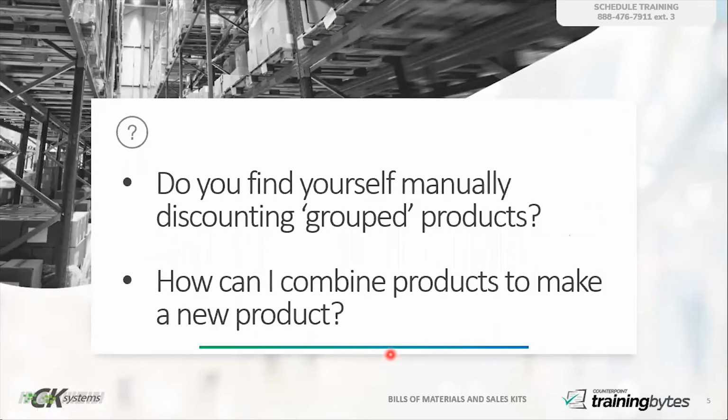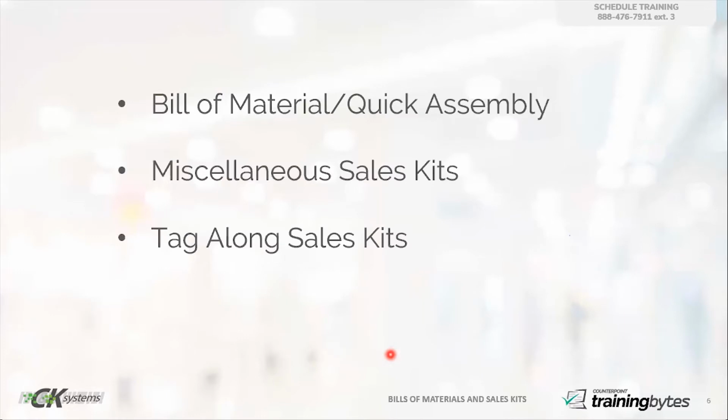Do you find yourself manually grouping products and then manually discounting them one at a time or at the transaction level on the fly at point of sale? Have you ever wondered how you could just group products within Counterpoint to make a new product? Well, I have a couple solutions for you. You can use something called a bill of material in association with a quick assembly. You can use something called a miscellaneous sales kit, or you can use a tag along sales kit.